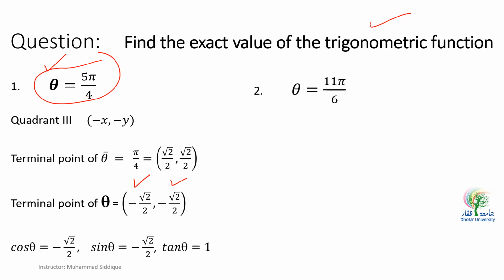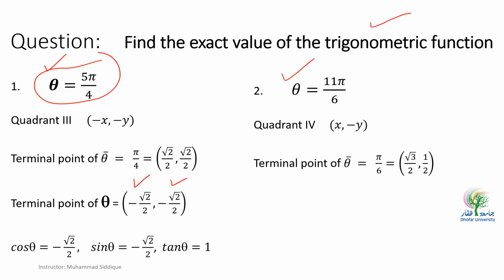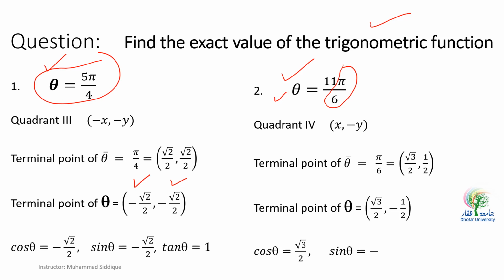Let us do another question. This is the angle. First of all, find the quadrant, which is quadrant 4, and then find the terminal point of the reference angle pi by 6, and then find the terminal point of the original angle, which is this one. So cosine is again the first one, sine the second one, and tangent is y by x, which is minus 1 by square root 3. I hope this is also easy and clear.